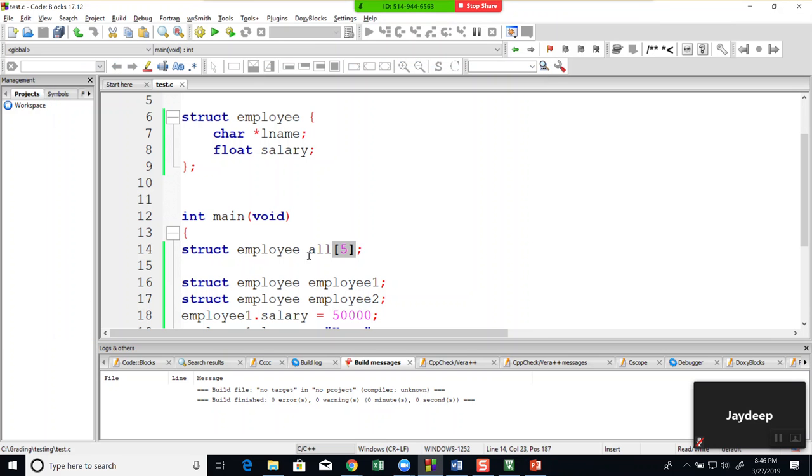So now I don't have to have employee 1, employee 2. I got an array defined. And I can use indexing to do this instead. This is like the card example.